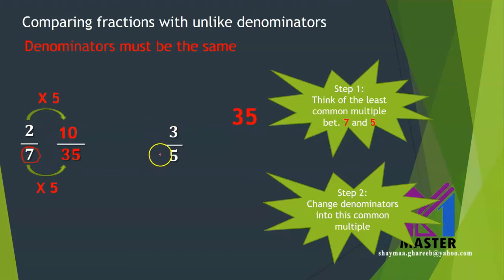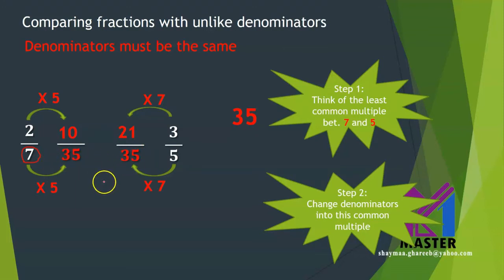Now I will change this 5 to be 35. So how to change the 5 to be 35? Multiply by 7. And I will do exactly the same with the 3. I will multiply it by 7 as well, which is 21. So now 3 over 5 equals 21 over 35. Now both fractions have the same denominator, which is 35.